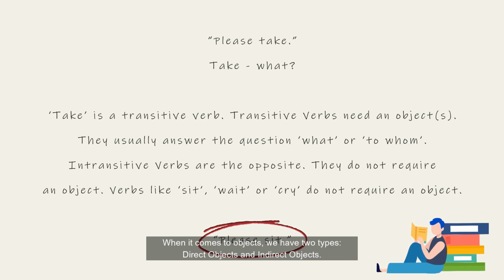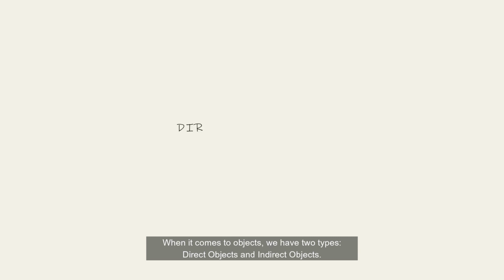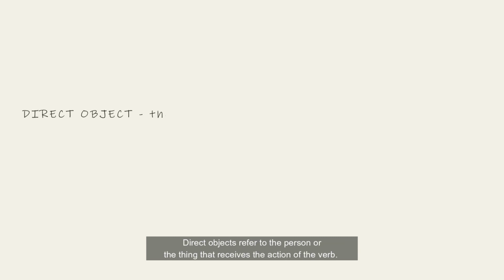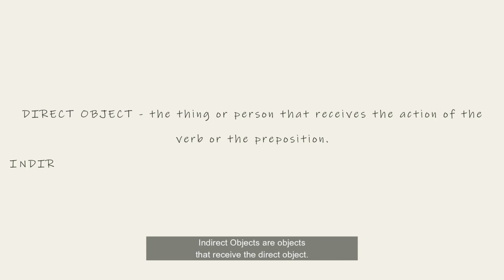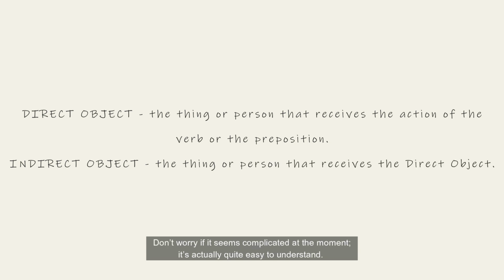When it comes to objects, we have two types, direct objects and indirect objects. Direct objects refer to the person or the thing that receives the action of the verb. Indirect objects are objects that receive the direct object. Don't worry if it seems complicated at the moment, it's actually quite easy to understand. Let's put out some examples for better understanding.